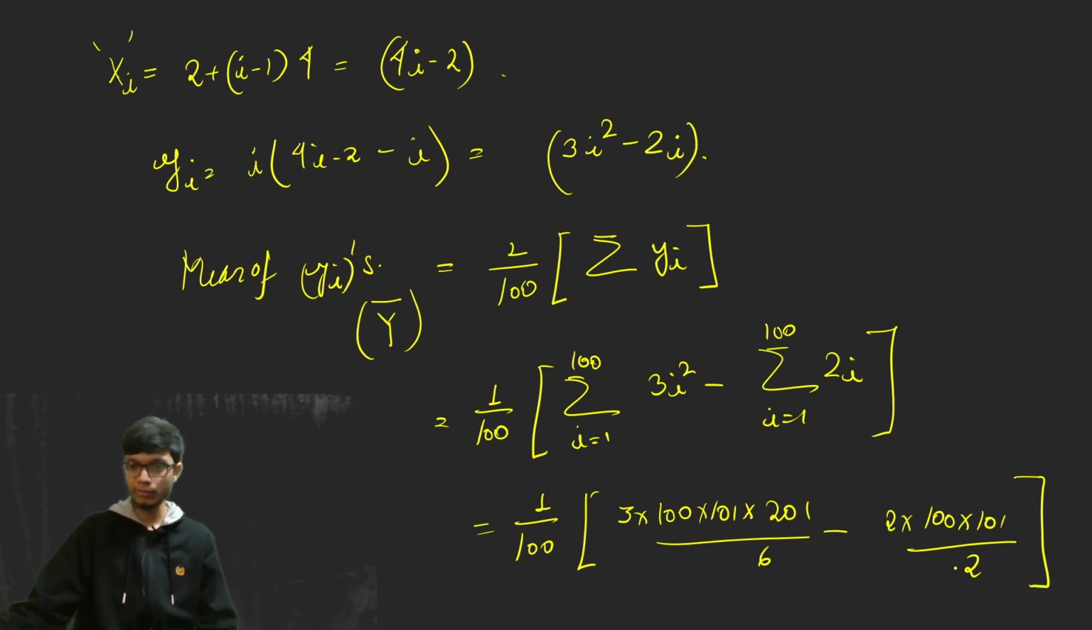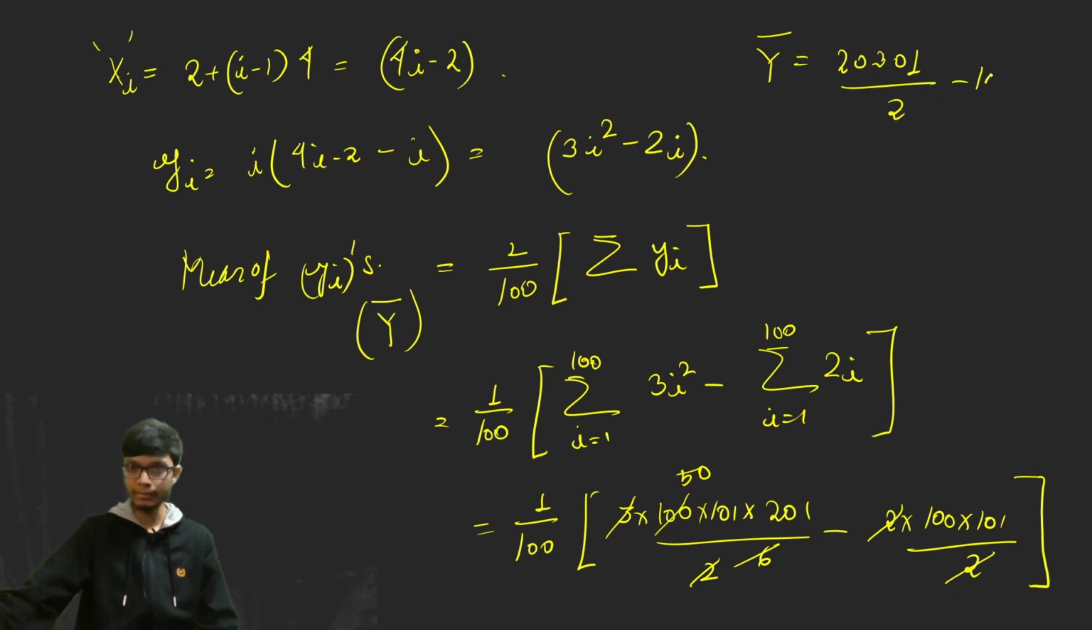If you simplify, you can cancel the terms, and on solving, if you divide by 100, the mean, that is y bar, will come out. You can definitely solve it yourself and tally the result with mine. I got the result as 20301 divided by 2 minus 101, after dividing by 100.